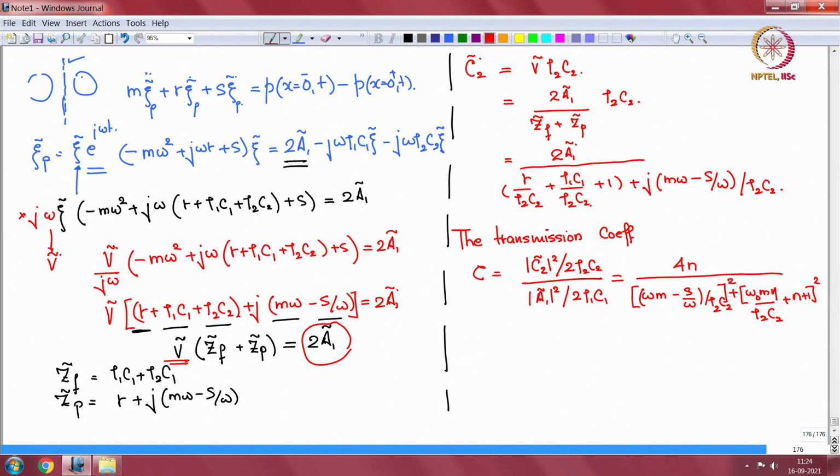Where n is given by this ratio, the fluid impedance ratio, and the viscous term R has been replaced by m, the natural frequency of the panel, and eta, which is the in vacuo loss factor of the panel.